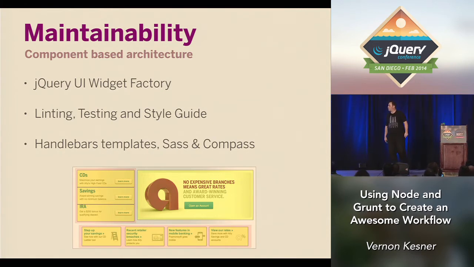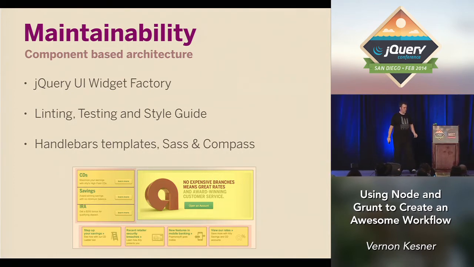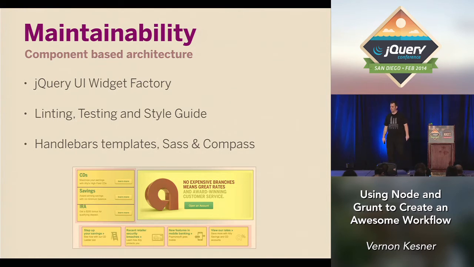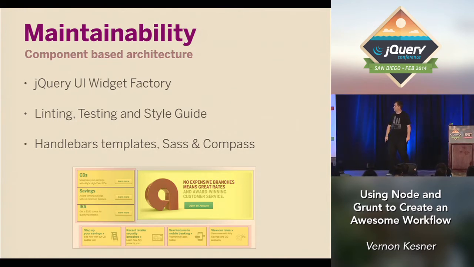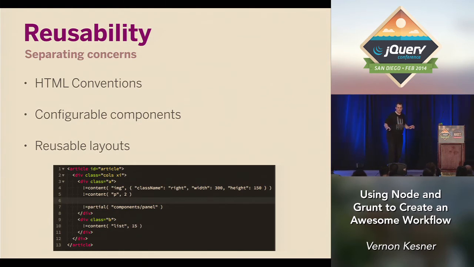We're running those tests with Karma, and then we've got this living style guide, which we'll look at here in a second. For our HTML templates, we're using Handlebars templates, and we're also using Sass and Compass. And that speaks to the reusability part. So once we separate these concerns, we do that by leveraging HTML conventions.